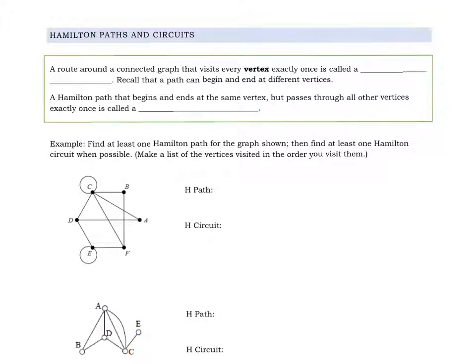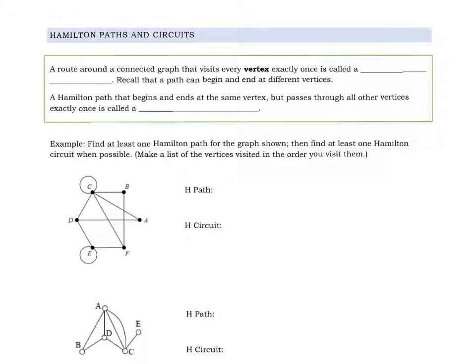All right, so in the last couple of videos, we've been looking at Euler paths and Euler circuits, which hopefully by now you know means that we are traveling every edge exactly one time, okay? A path beginning and ending at any two vertices, a circuit beginning and ending at the same vertex.